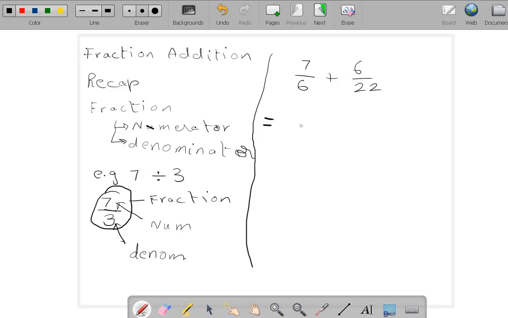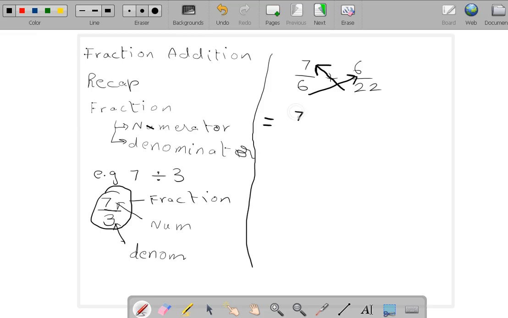Okay, let's say we have 6 and 22. Here we are adding two simple fractions. In order to add two fractions, we have to cross multiply them. By cross multiply we mean we multiply the denominator of the right fraction by the numerator of the left fraction, and the denominator of the left fraction by the numerator of the right fraction.